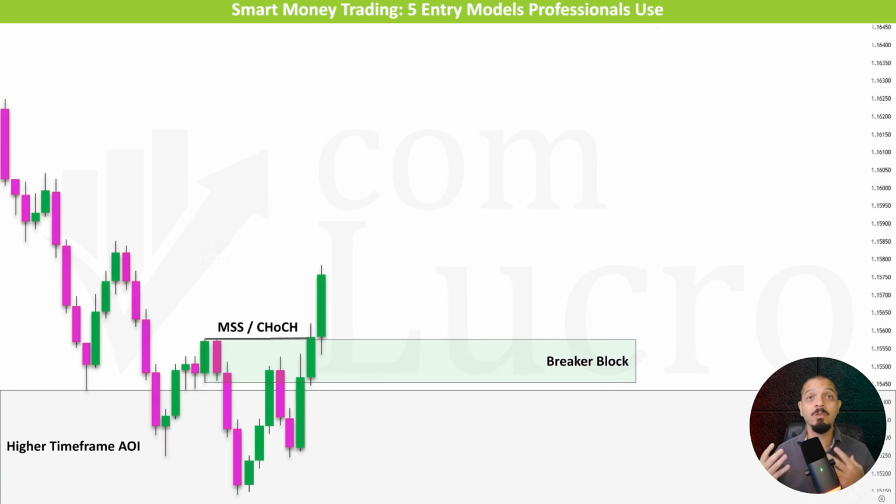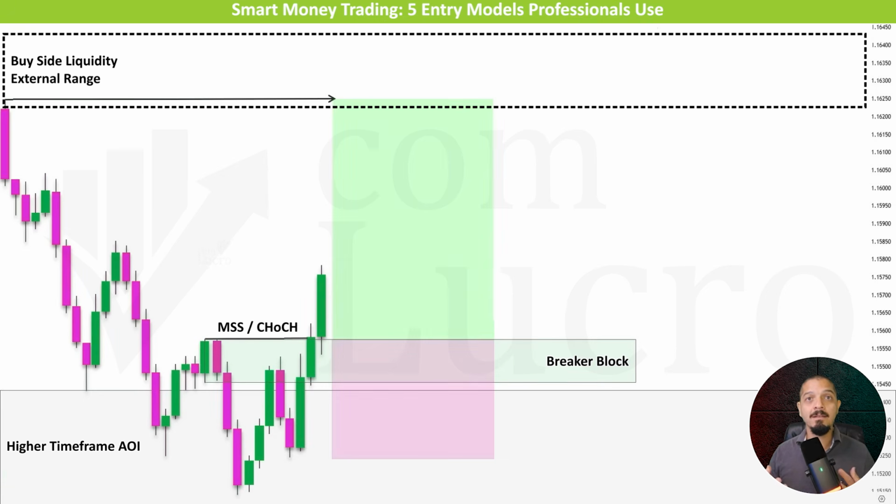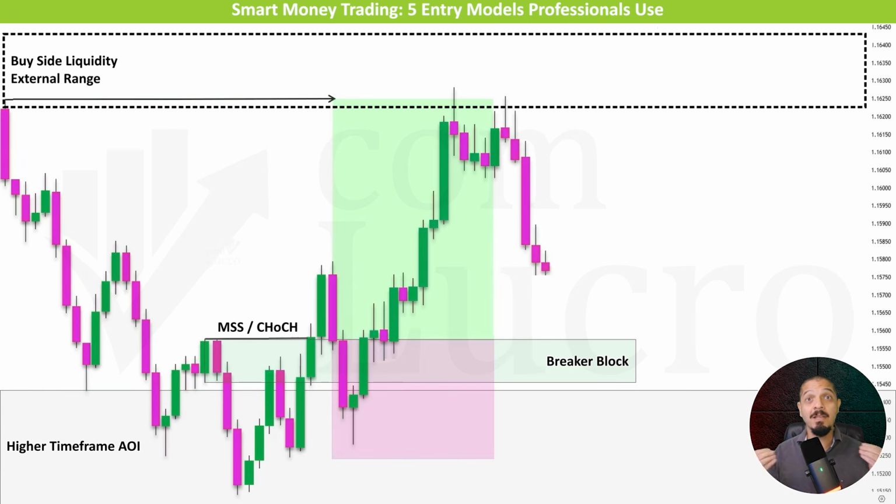That is the area you use to plan your long entry. To execute the trade, place a limit order at the highest point of that mitigation block and wait for price to retrace into it. For profit taking, you can target the nearest liquidity on the current time frame or aim for a higher time frame key level if you expect a larger move.